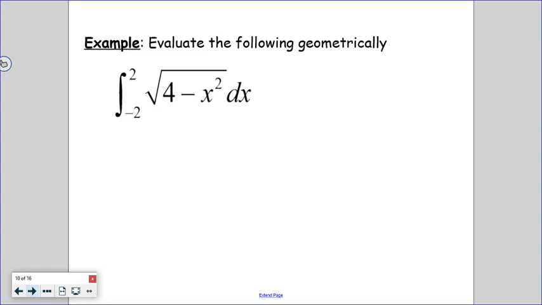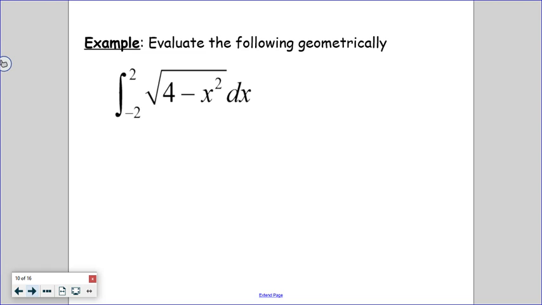So there are ways to do this without a calculator. There are ways to do this geometrically. And again, it's just finding the area under the curve on whatever interval they ask us to look at. This would be a common question that we could do absolutely without a calculator, and that is the integral from -2 to 2 of the square root of 4 minus x squared dx.